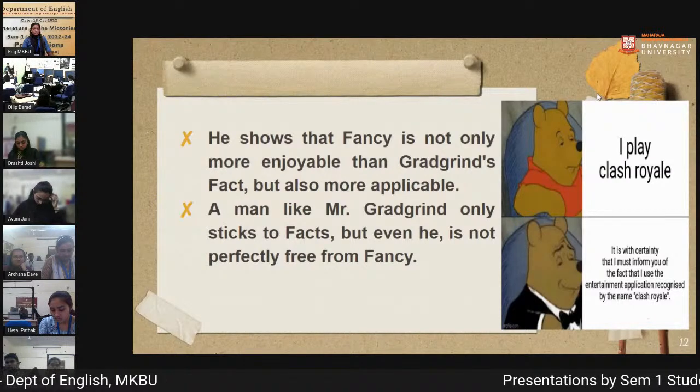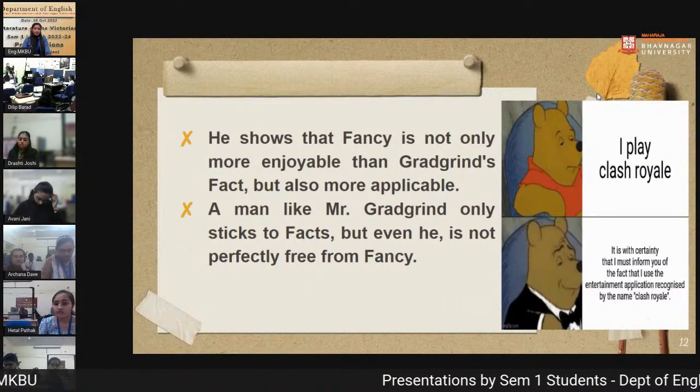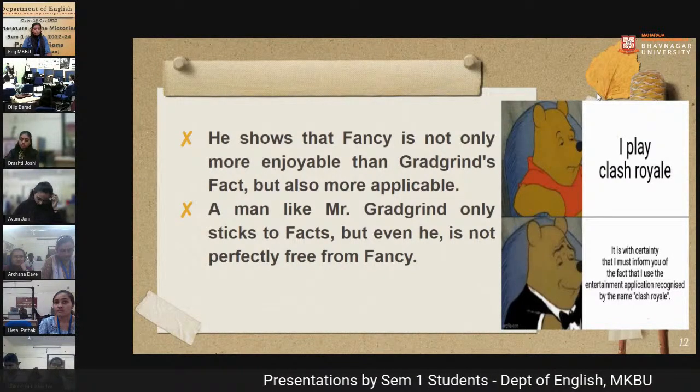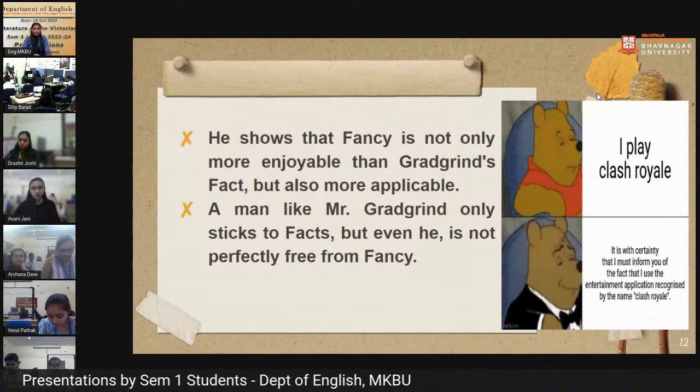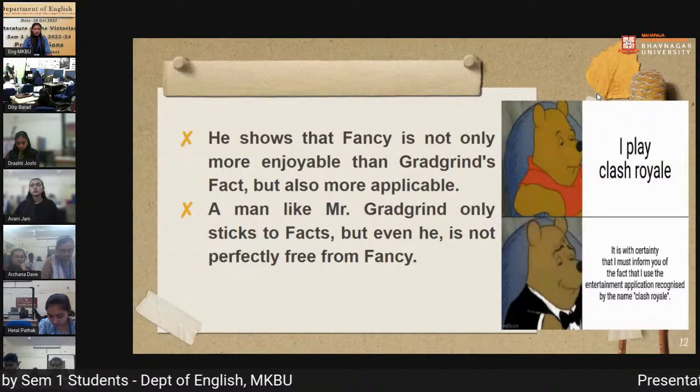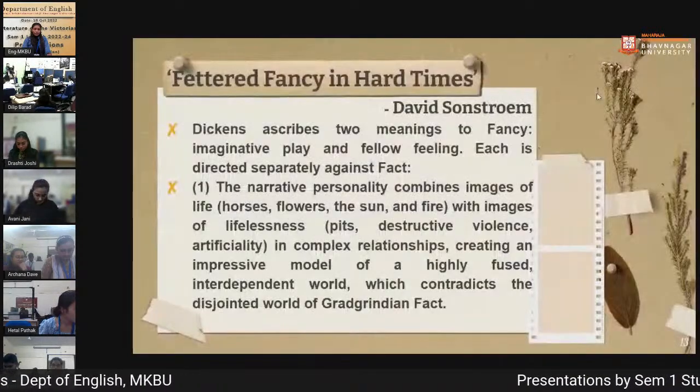Here Dickens shows that fancy is not only more enjoyable than Gradgrind's fact, but also more applicable. A man like Mr. Gradgrind only sticks to fact, but even he is not perfectly free from fancy.